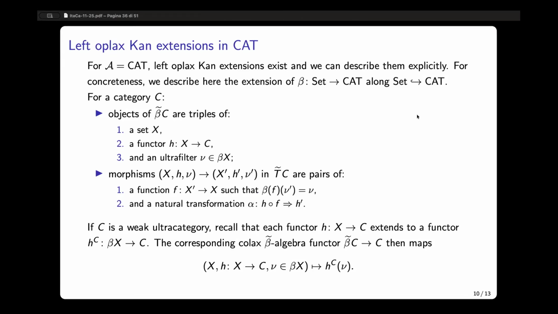So the idea is that if we have a weak ultracategory C, then we have the extension functors that I talked about in the beginning, and then the corresponding algebra map will just map a formal ultraproduct into the actual ultraproduct computed according to the extension functors. So intuitively, this will be the way that we make colax algebras of the relative monad correspond to colax algebras of the extension.